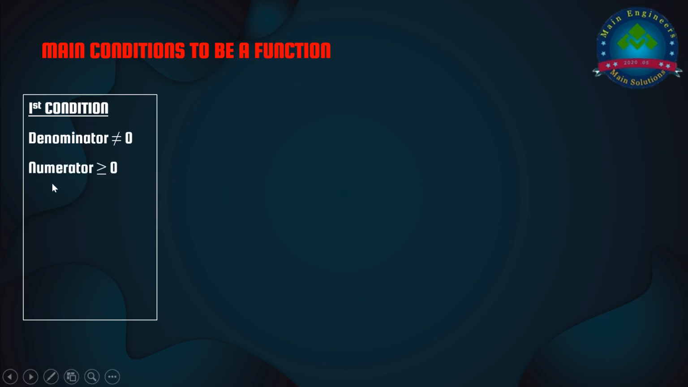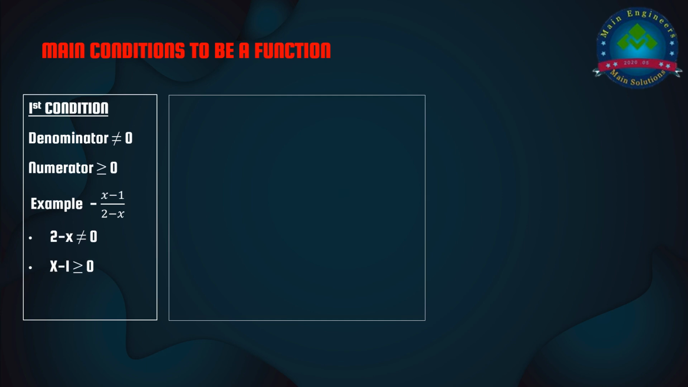Another thing, numerator should always be greater than or equal to 0. Let's give an example. So here numerator is x minus 1 and denominator is 2 minus x. As we know, denominator cannot be equal to 0. That means 2 minus x cannot be equal to 0. And numerator should always be greater than or equal to 0. That means x minus 1 is going to be greater than or equal to 0. So in this way we can find the domain of the given equation.